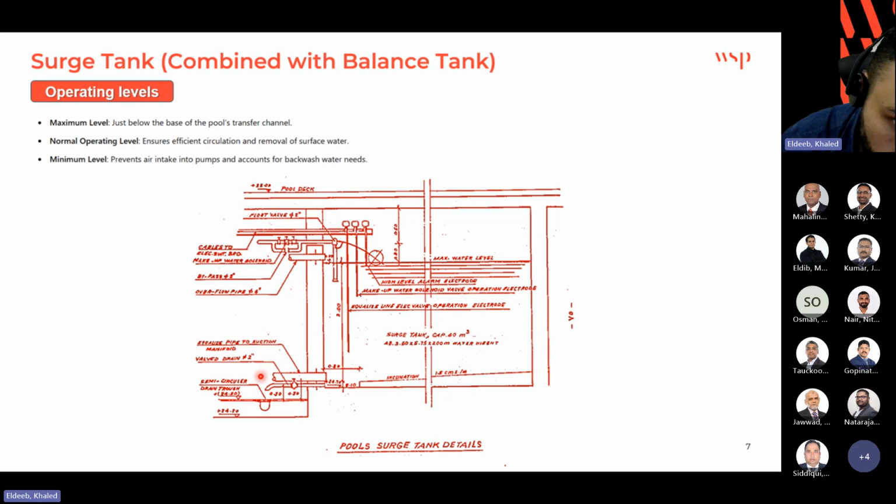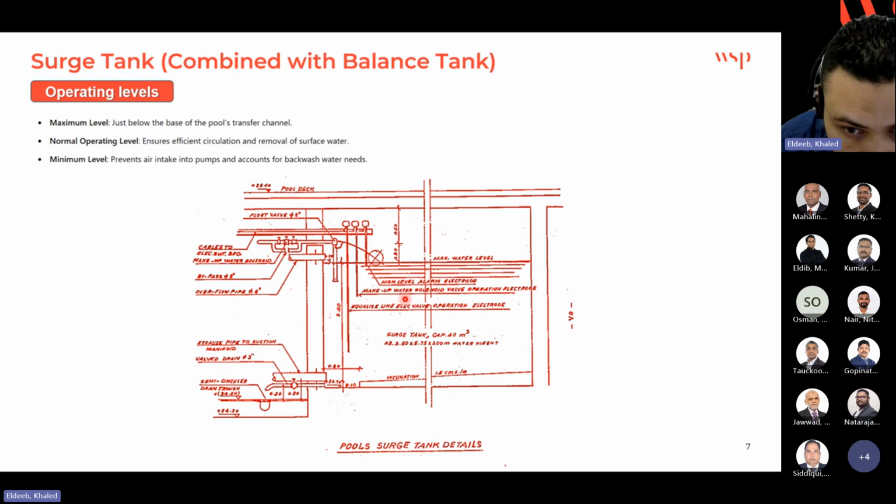And also we have a solenoid valve here. This is the suction to the pump, the intake to the circulation pump. We have another solenoid valve here. So how to control those levels? As we just explained in the previous slides, we have three levels: the maximum, the operating one, and this is the minimum one. Once we reach the maximum, the solenoid valve should be normally closed.